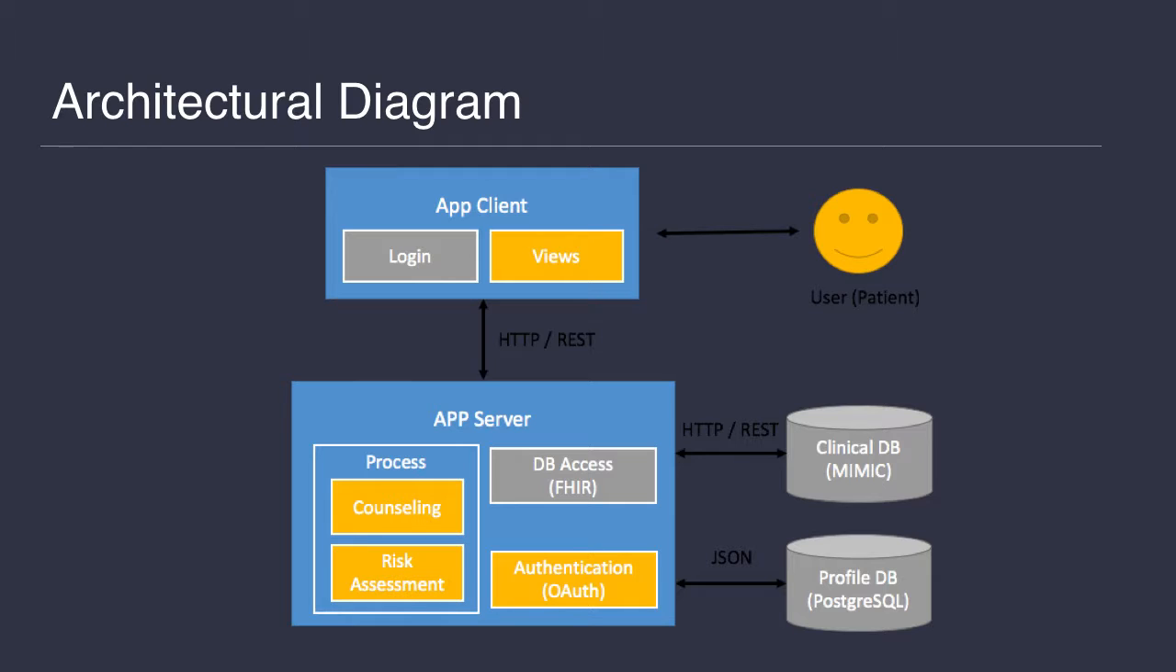The server is responsible for the database access, the authentication of users, and processing. The authentication layer authenticates the user's login using OAuth and only allows viewing of the secure data if it's successful. In the database interface layer, the FHIR API will be used to periodically retrieve the patient's clinical data from the MIMIC datasets. Once this data is retrieved, the process layer generates the cardiovascular risk score along with the counseling to improve the score. The result is updated in a profile PostgreSQL database in JSON format and is retrieved by the client once requested.